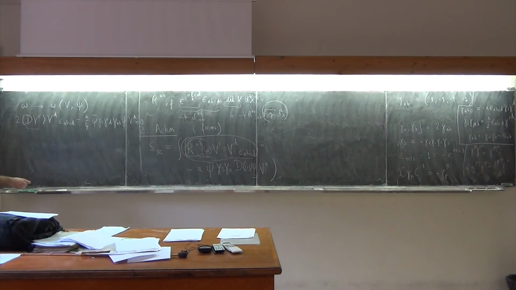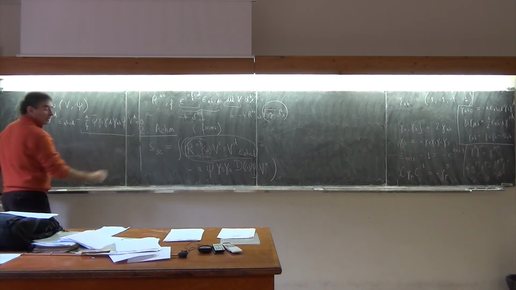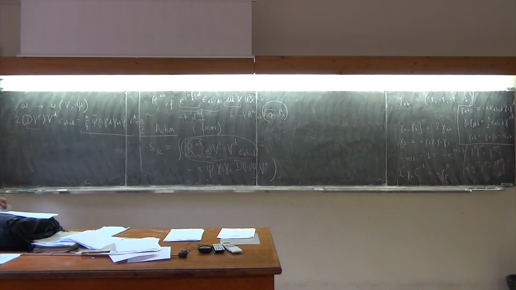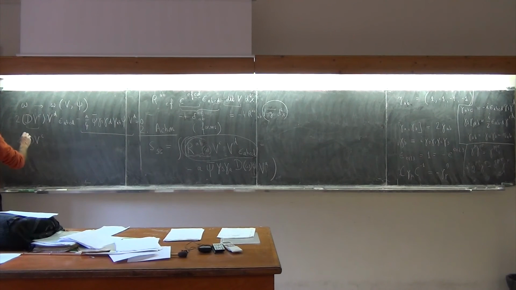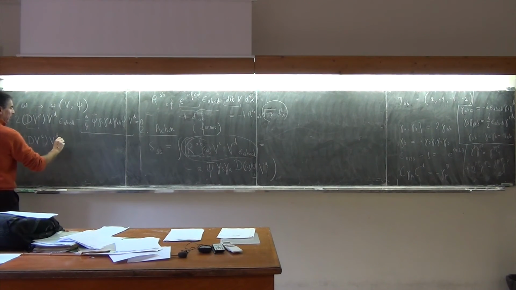Okay, let's first solve the equation in the absence of psi. And then to add the psi will be very easy. If psi is 0, we have to solve this equation here: 2 times the exterior derivative of the field bind, covariant d, d, epsilon abcd equals 0. This is a 3 form.